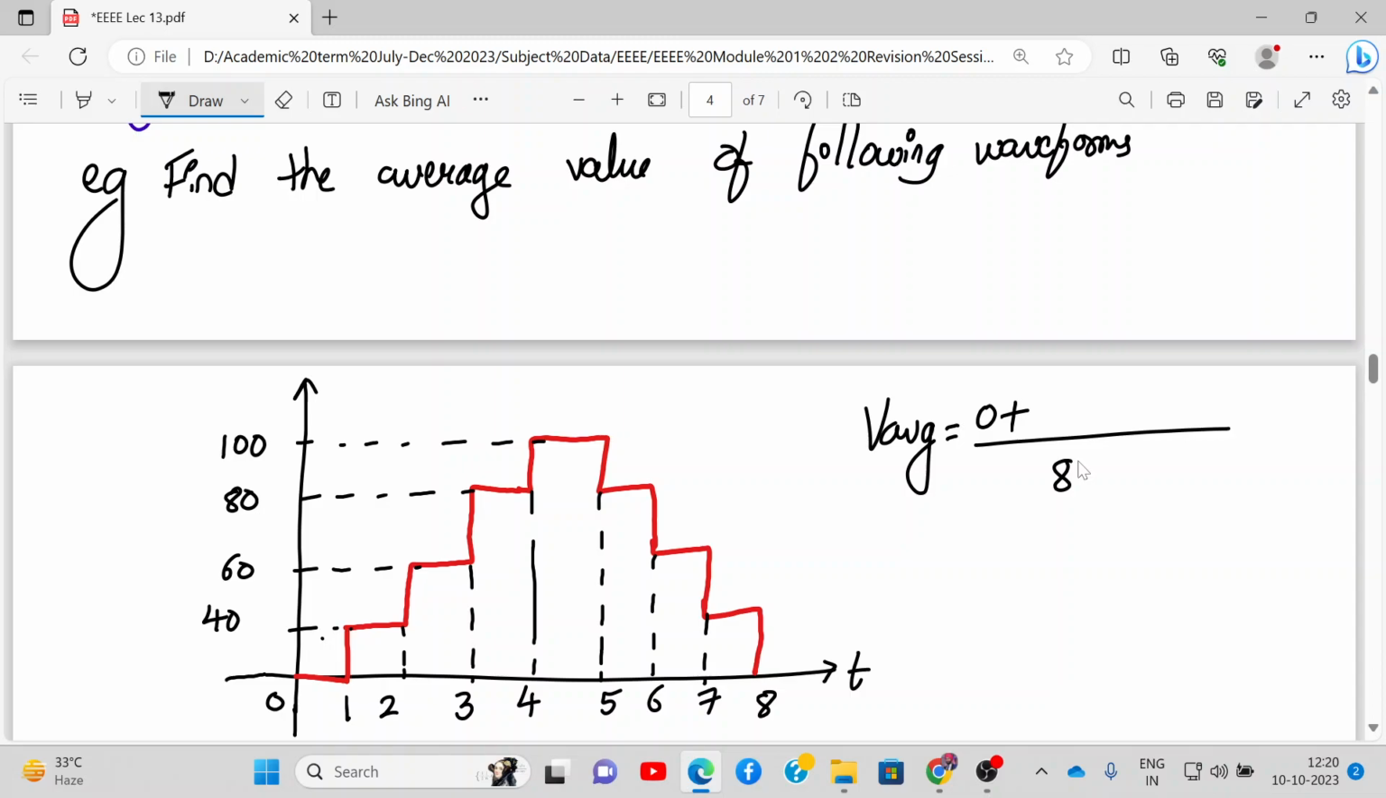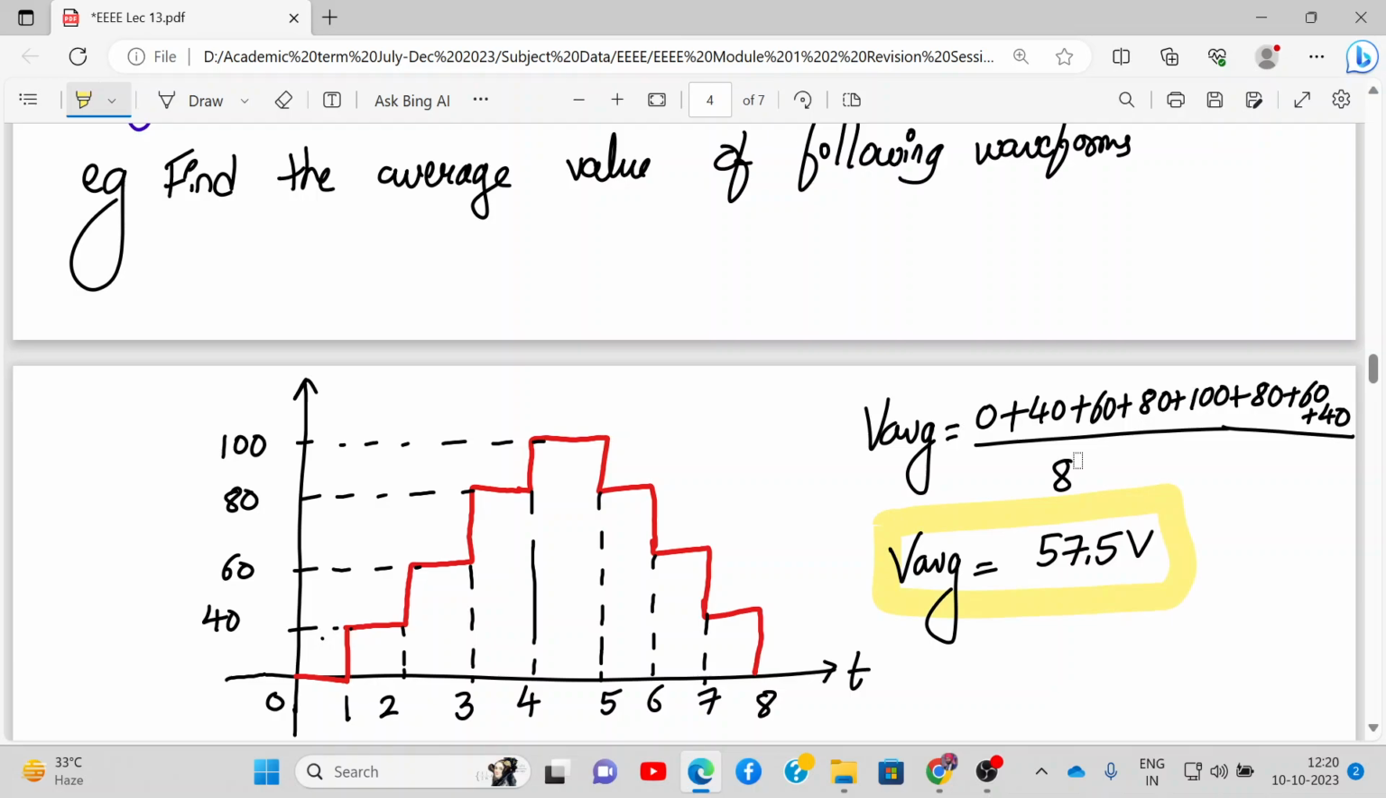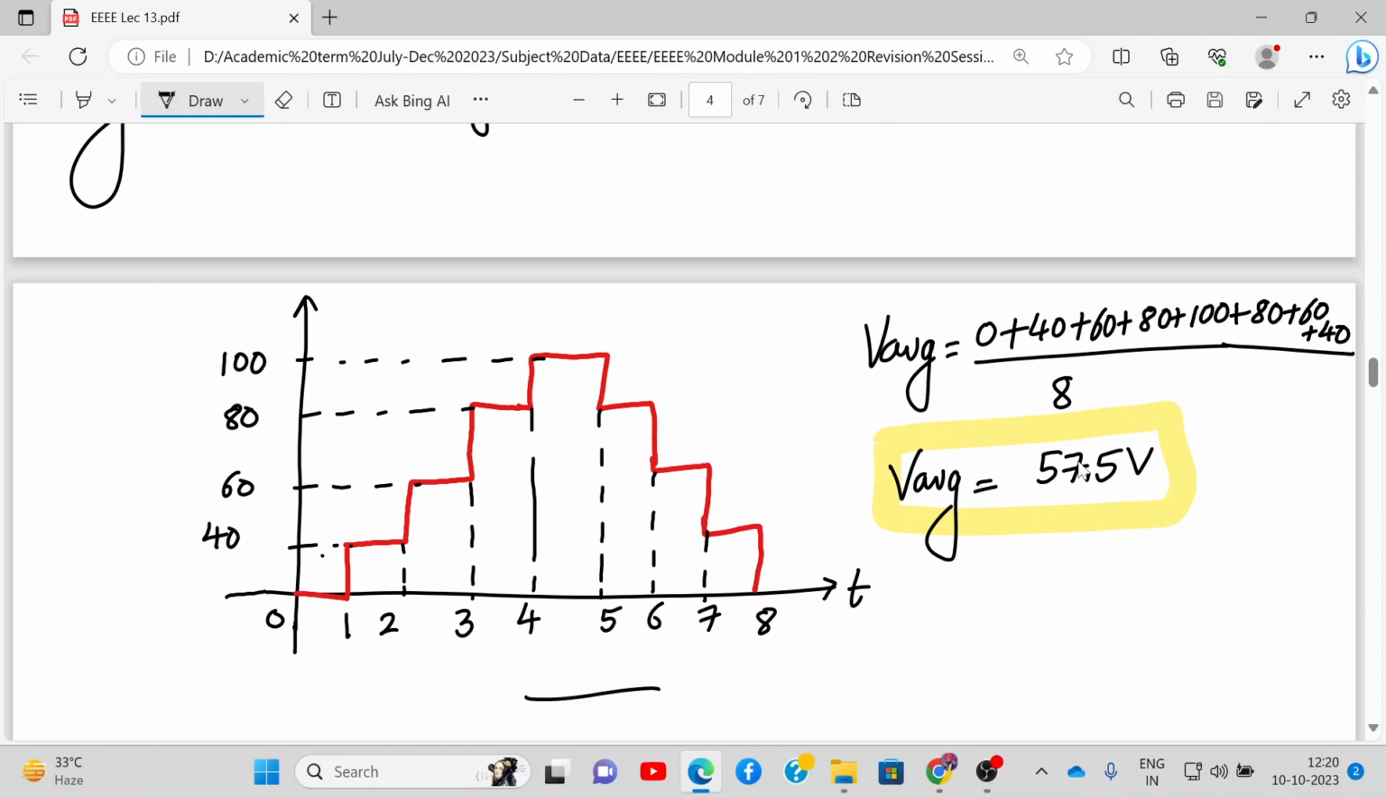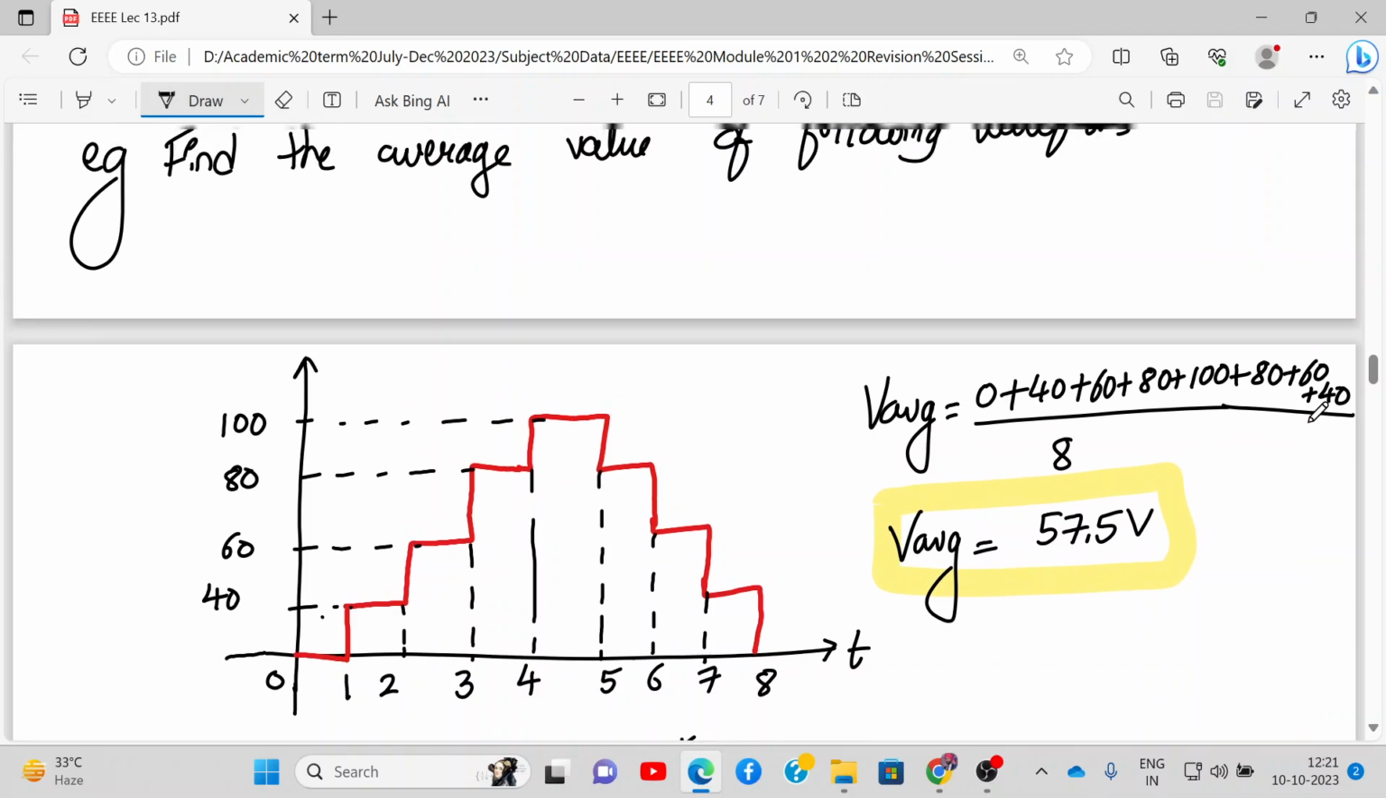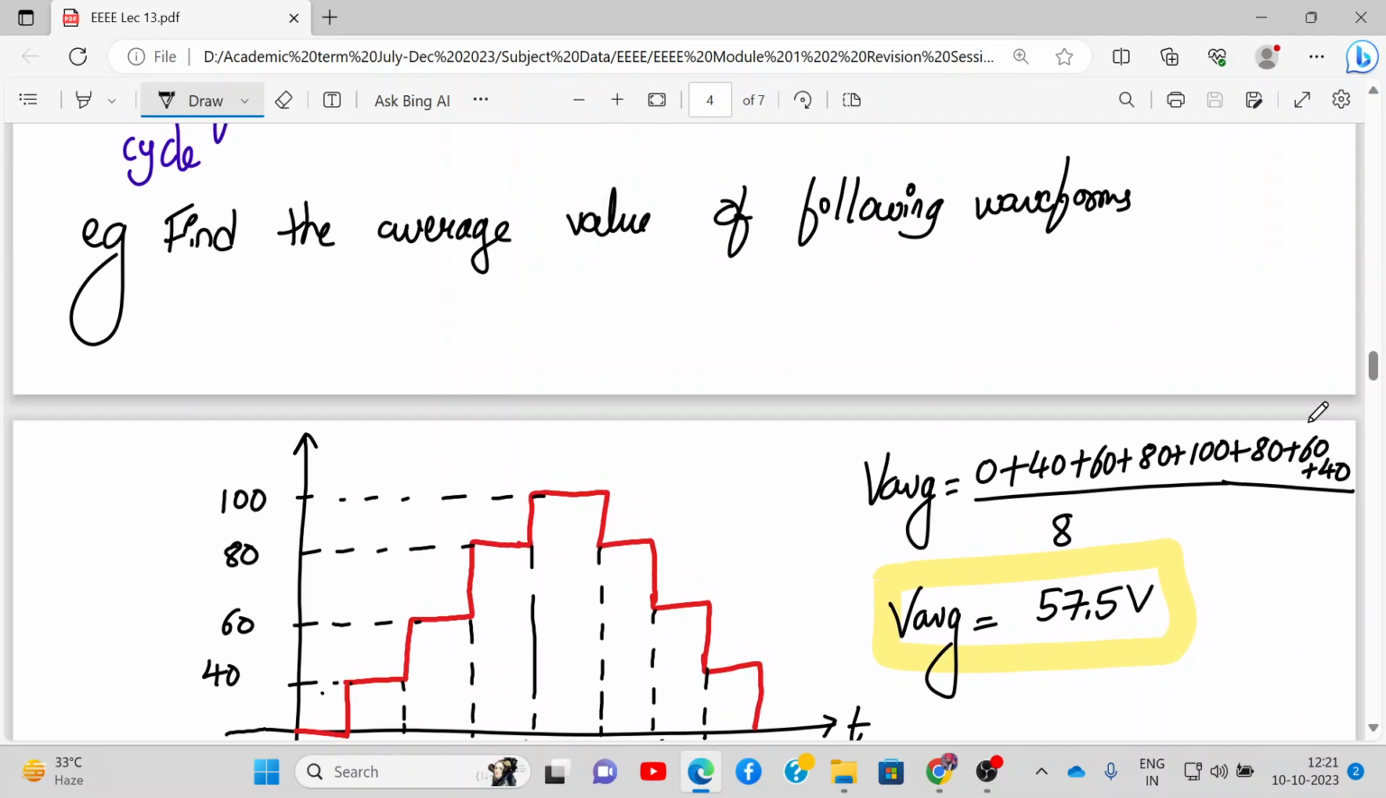All right, let's do it. 0 plus 40 plus 60 plus 80 plus 100, and again 80 plus 60 plus 40, divided by 8 because there are 8 instances. If we calculate, it comes out to be 57.5 volt. So the average value is 57.5 volt. This is how we calculate the average value, and that's the end of this lecture. We'll solve some more numericals on AC circuits in the next class. So that's all for today. Thank you all for joining.